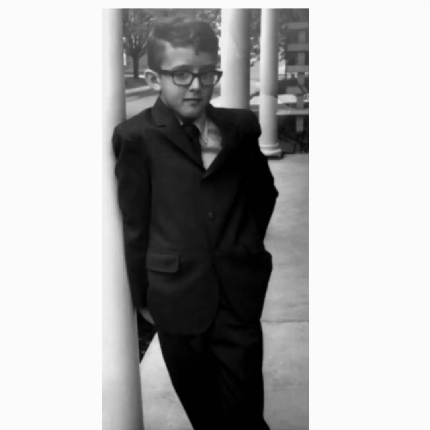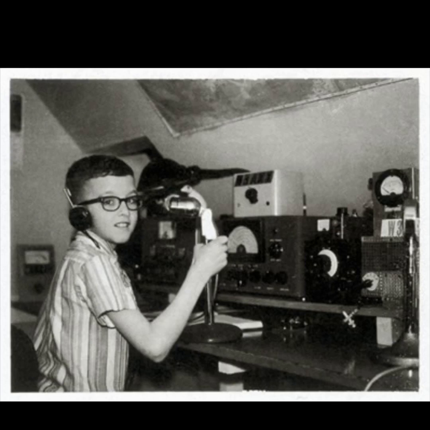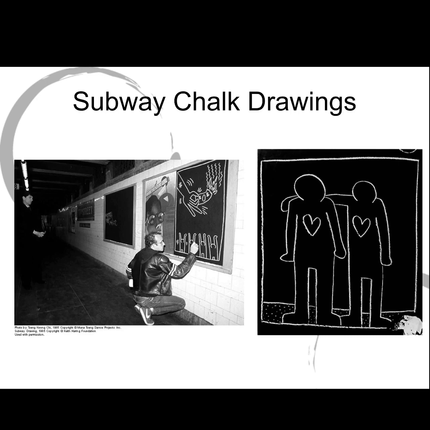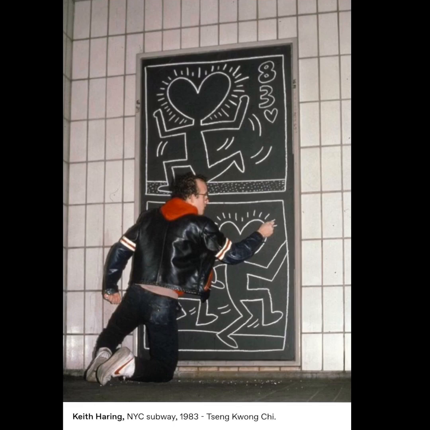Keith Haring was born in Reading, Pennsylvania in 1958. Keith showed an early interest in art, and his father showed him how to draw really simple cartoon figures, and he was inspired by Walt Disney and Dr. Seuss. Keith moved to New York City in 1978 to study at the School of Visual Arts, and not long afterward he started doing his very famous subway chalk drawings. Keith created hundreds of these subway chalk drawings between 1980 and 1985.